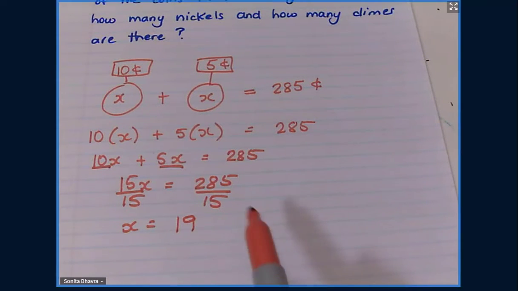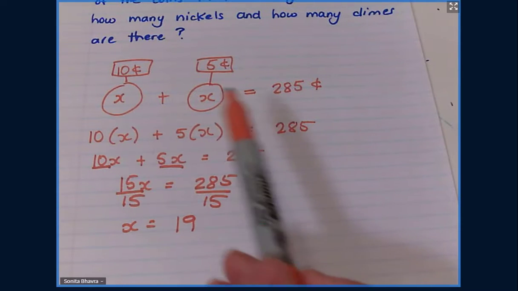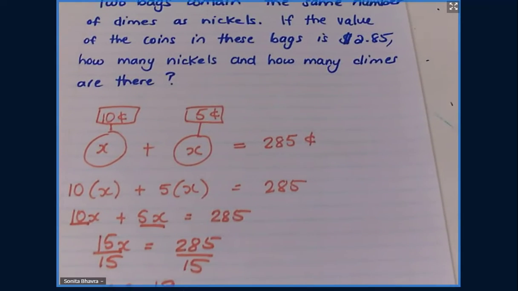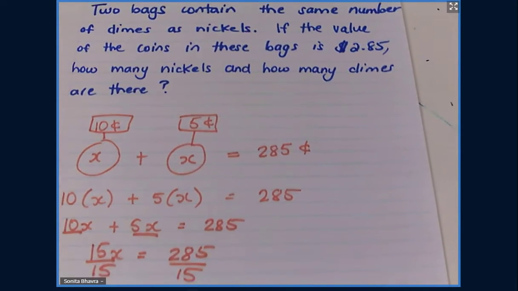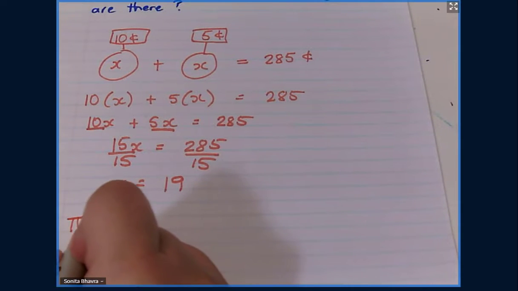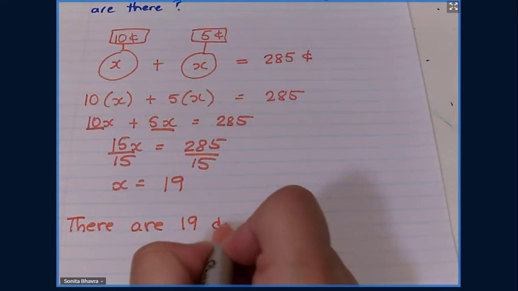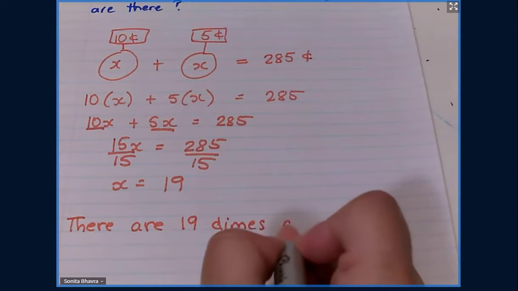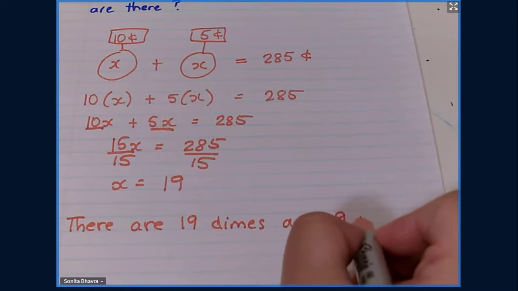All right, so we go back to our diagram. We called both the 10 cents x and the 5 cents x as well, because we know that in our question, it's the same number of dimes as nickels. So therefore, there's going to be 19 dimes. So our statement: there are 19 dimes and 19 nickels.